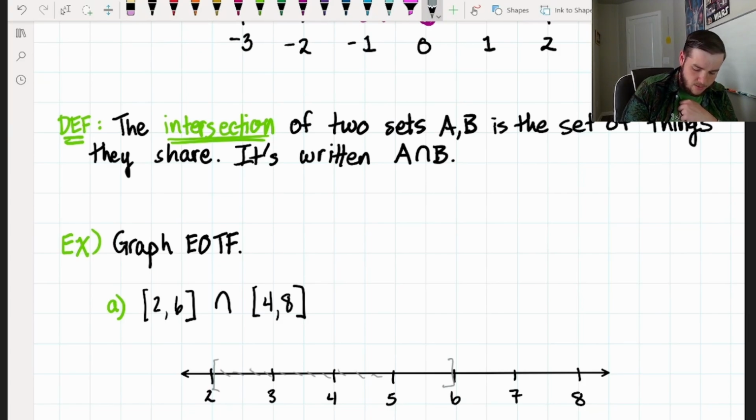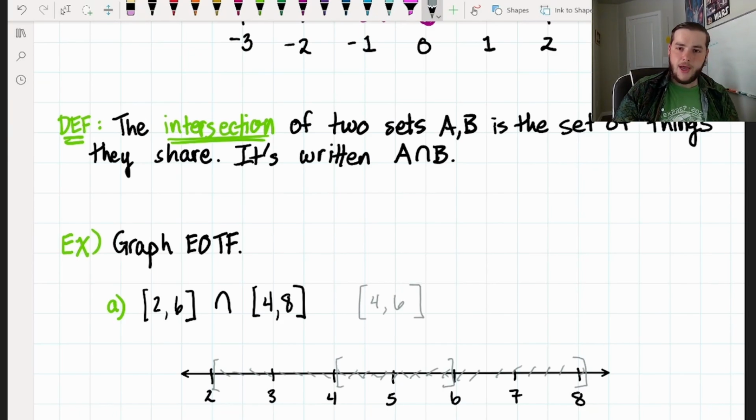Here's what that looks like. And I've got 4 to 8. And here's what that looks like. So their intersection is going to be everywhere it overlaps. Notice that's going to be the section from 4 to 6. And I'm including both of the endpoints there because 4 belongs to both of these intervals and 6 belongs to both of these intervals. All together now, I'm going to have a closed point at 4, a closed point at 6, and then I'm going to shade the region between them.